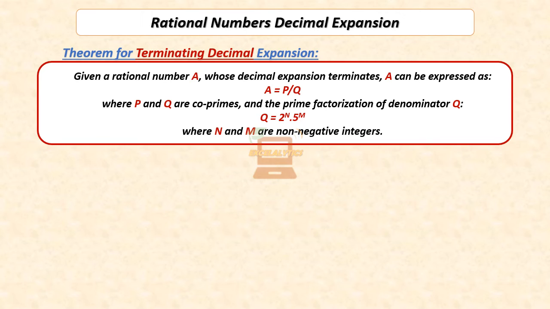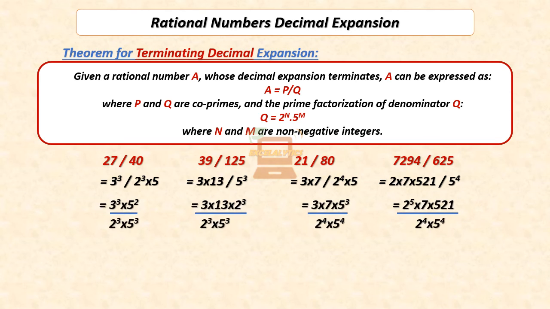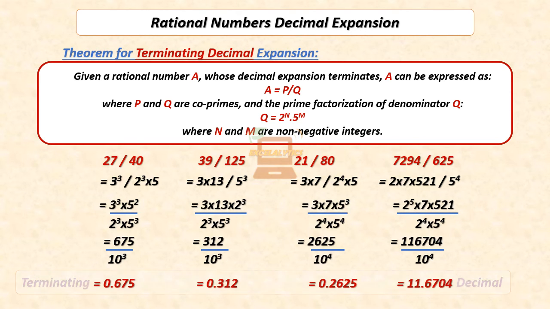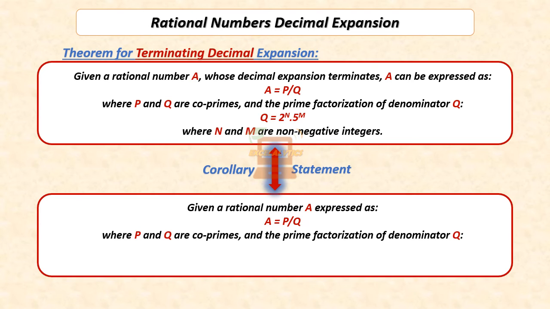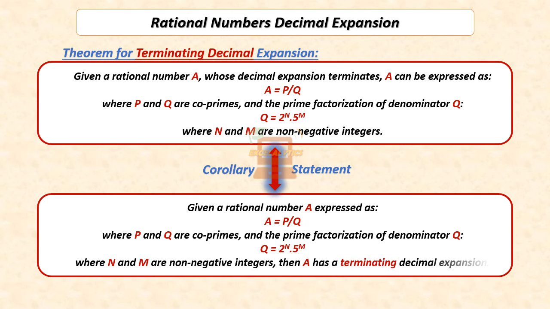You must be thinking now, is this theorem true the other way round? When we go back to the same examples in the reverse manner, we will find that, yes, the reverse of the same theorem also holds true. Stated formally, given a rational number a that is of the form p by q, where p and q are co-primes, and the prime factorization of q is of the form 2 to the power of n times 5 to the power of m, where n and m are non-negative integers, then the decimal expansion of a must be terminating. Now, through this theorem we have sorted out the terminating decimal expansions.